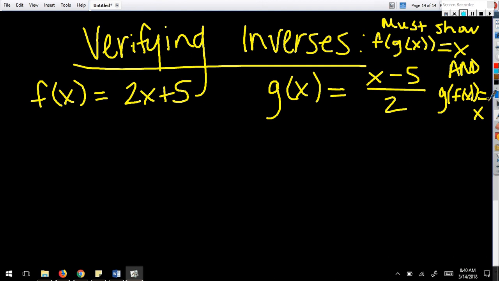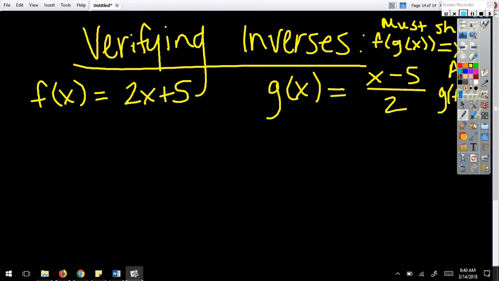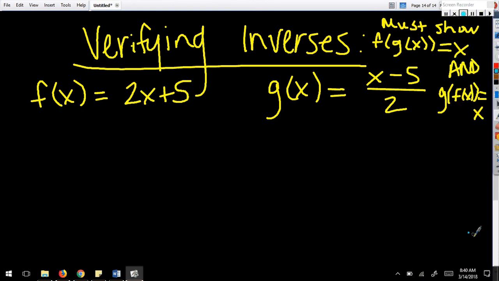I'm telling you what to do, and I'm telling you what the answer is going to be. Your job is the middle work, which basically means canceling things out in the right order, proving that they're inverses. So let's work through this one. Remember, you can't just show one. So let's do f of g of x first. What is g of x? x minus 5 over 2.